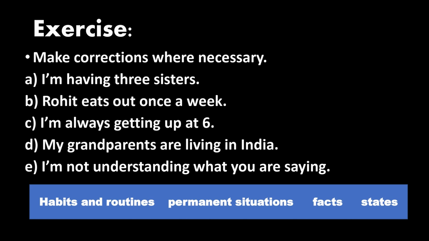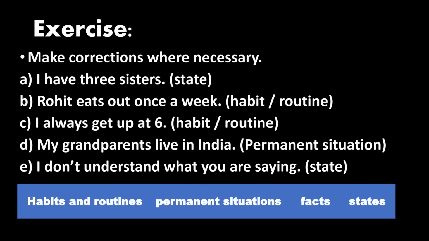Alright, let's look at the answers. Number 1 is wrong. It should be I have 3 sisters because this is a state. The verb have shows relation here. That's why we use the present simple. Second is Rohit eats out once a week. It is correct because it is telling about a habit or routine. Third is C. I always get up at 6. So this statement is correct. Because this sentence talks about a routine, it's my habit.